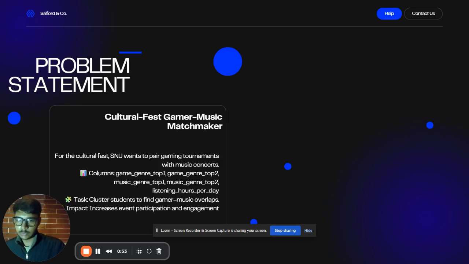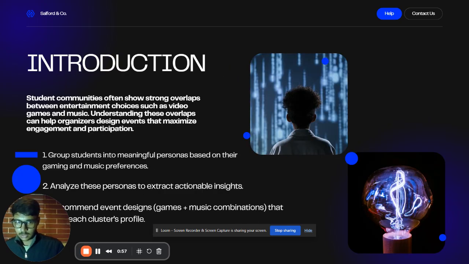Then with the introduction, student communities often show strong overlaps between entertainment choices such as video games and music. So we have to understand these overlaps, which can help organize and design events that maximize engagement and participation. So we had to group students into meaningful personas based on gaming and music preference. Secondly, we analyze these personas to extract actionable insights. And thirdly, we recommended event designs, which included games plus music combinations that suit each cluster's profile.